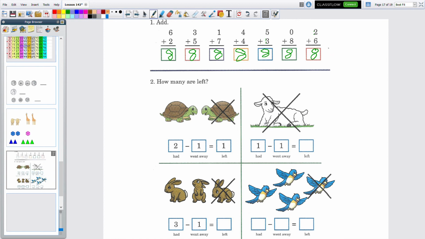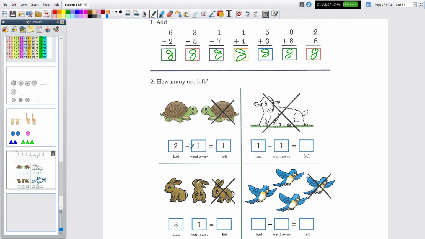Wow. This is what we call the 8 addition family, because we were adding, and the answers, look at that, they're all 8s. And so these are the ones that make up the answer of 8. Let's go down to the next one.